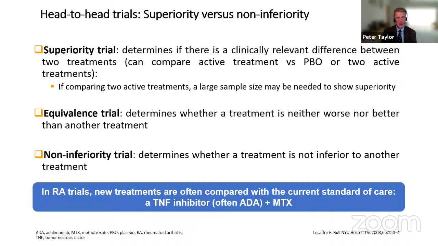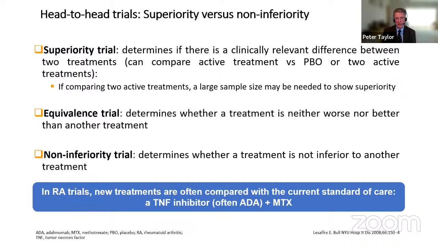Equivalence trials are designed to determine whether a treatment is neither worse nor better, hence the name equivalence. And this has been particularly important when it comes to biosimilars and comparing the efficacy of a biosimilar to the originator drug. And then a non-inferiority trial determines whether a treatment is not inferior to another treatment. And we'll look at examples of all of these.